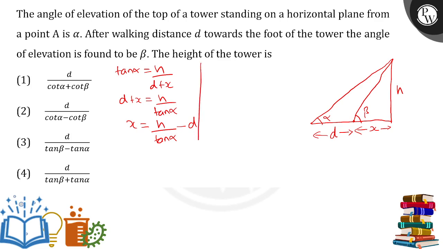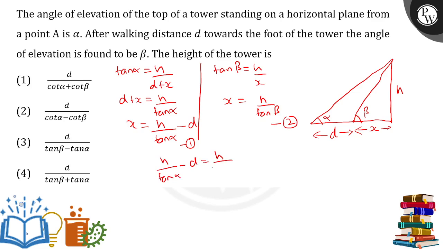Similarly for the other triangle, I'll do the same, and things will be much easier for this because h upon x is the case. From here x comes out to be simply h upon tan of beta. Let me equate both of them. This is the first one and this is the second one. So equating 1 and 2, h upon tan of alpha minus d is equal to h upon tan of beta. I want to calculate in terms of h, so taking the h part on one side and taking h common, I have 1 upon tan of alpha minus 1 upon tan of beta.